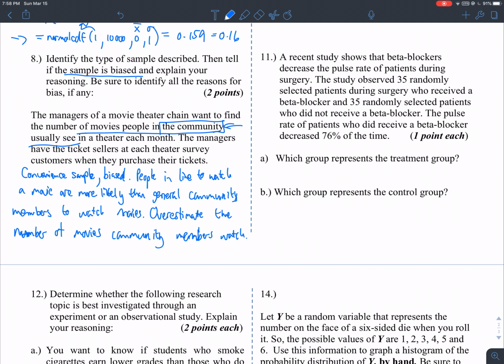Okay? What else? I mean, I'm assuming you're going to come up with some other thing like, who's asking the question, how's the question, and all that kind of stuff. This is fine. This is enough. The real problem here with the sampling type is that people are a convenience sample. And that's what leads to the bias, and the bias would be overestimating number of movies people watch.